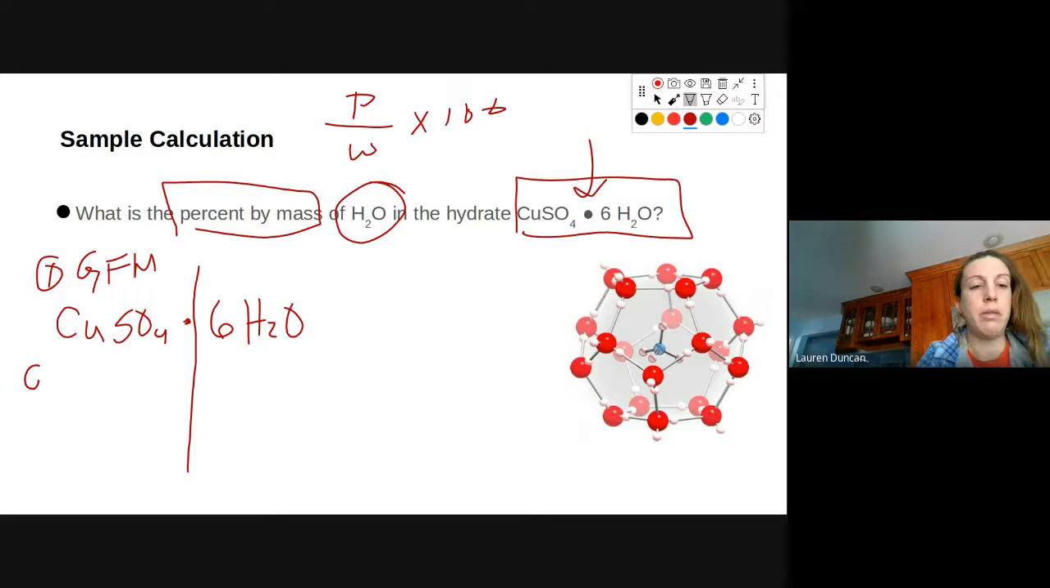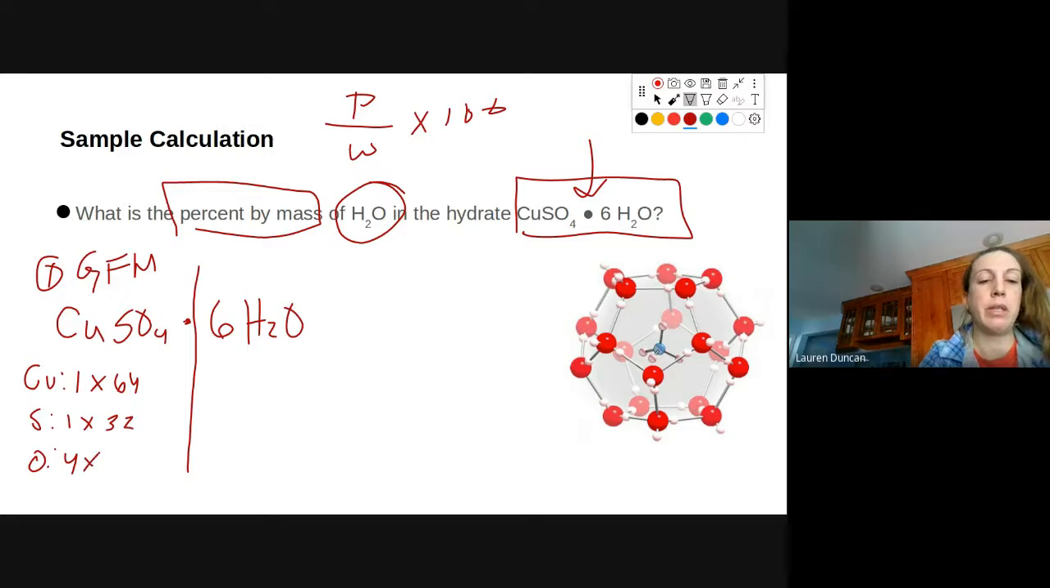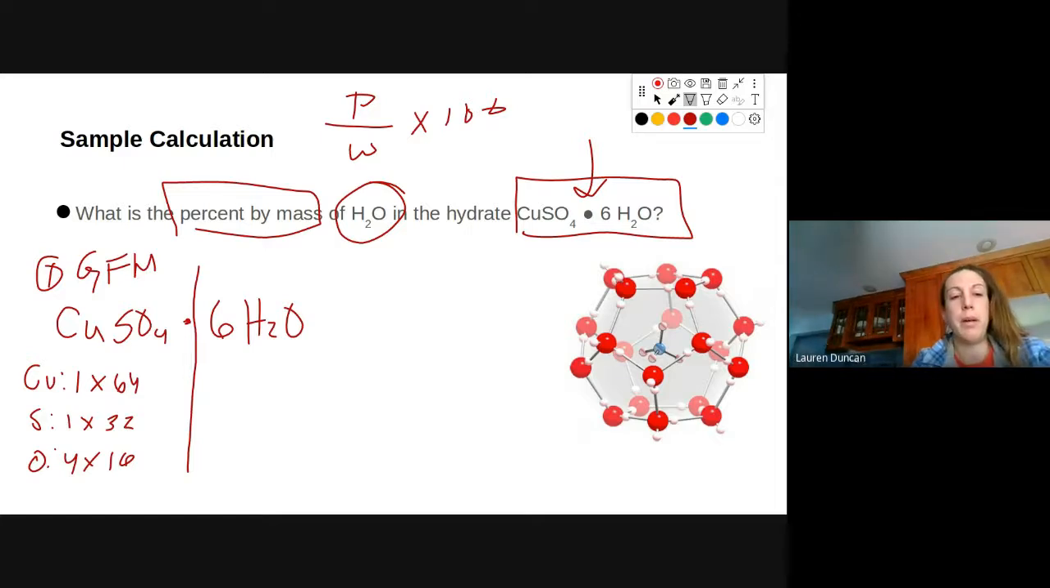All right, so I would do the GFM of the Cu, S, and O. There's 1 Cu, 1 S, and 4 O's here. You're going to have to trust me. Copper's mass rounds to 64. Sulfur's mass rounds to 32. And hopefully by now you're starting to remember that oxygen's mass rounds to 16. So I'm going to add that up. 4 times 16 is 64, plus another 64 is 128, plus another 32 is 160, I think. Pretty sure about that. So that totals out to 160.